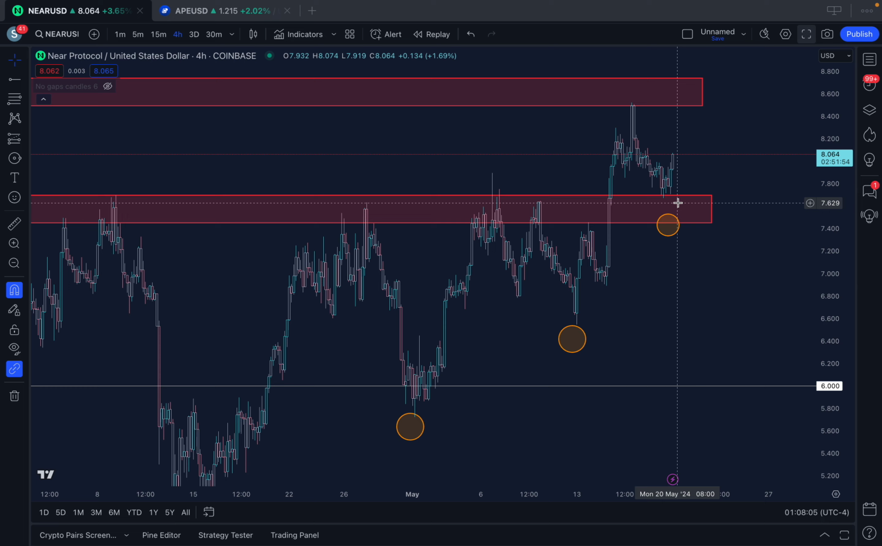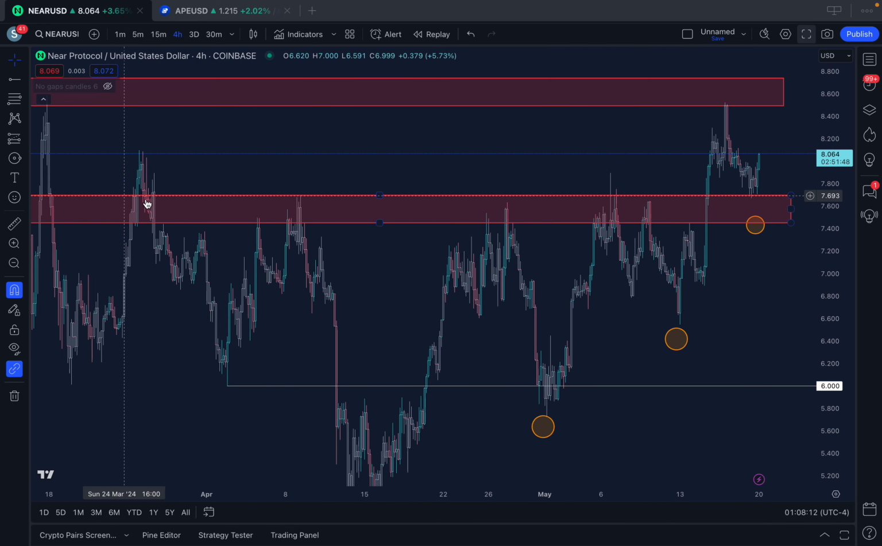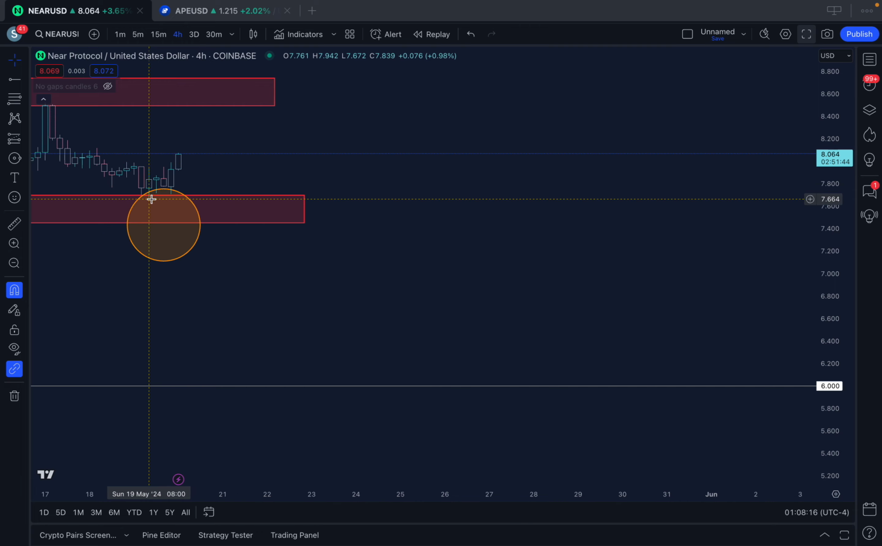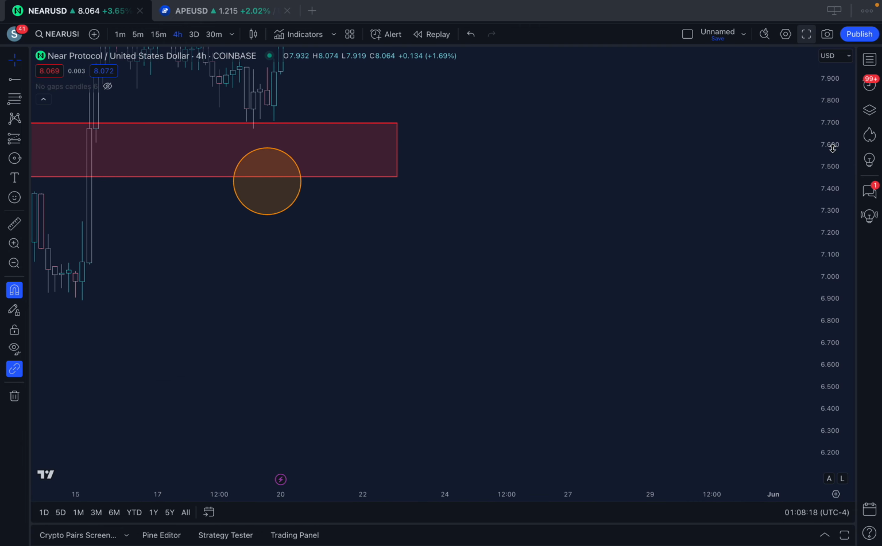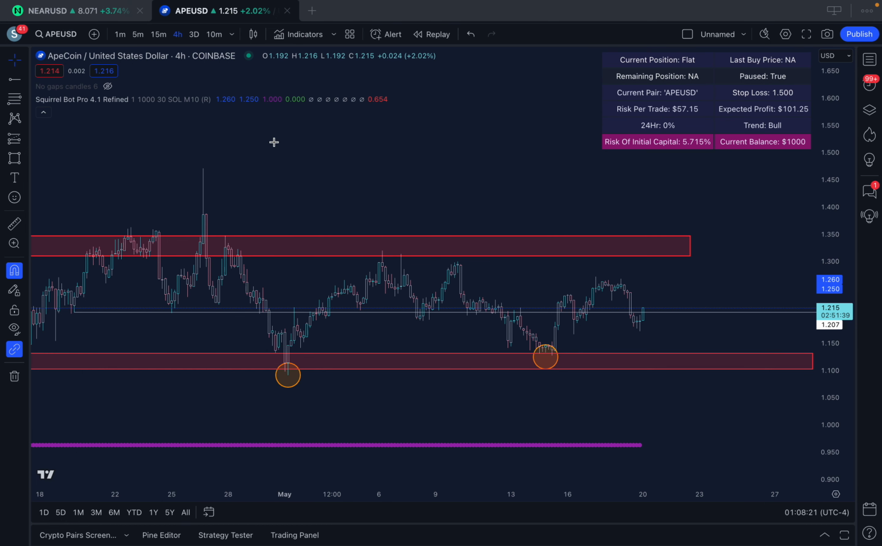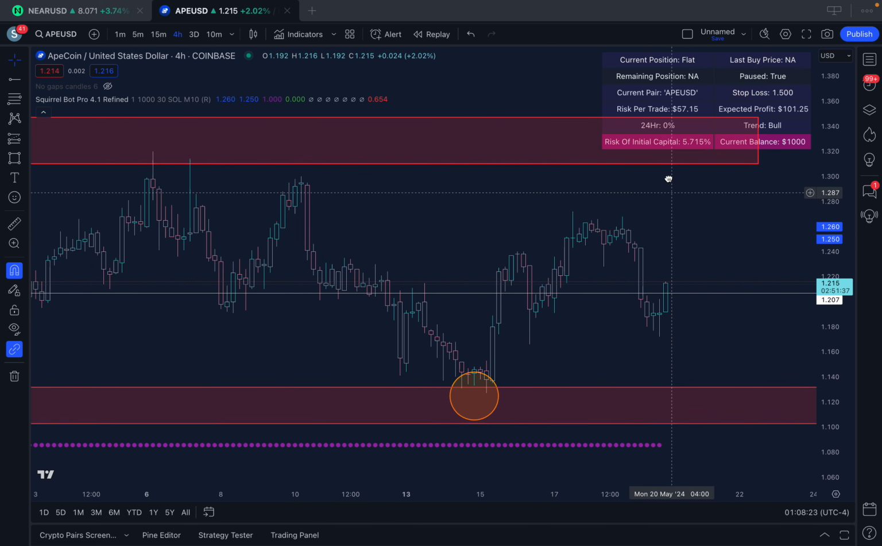We don't even actually touch this. We don't actually touch any of these equal highs almost at all. We really just fill this wick. We barely actually touch this support resistance region. We can pretty much just skim it with a single wick. But let's look at something like APE. Well, this is really not the same thing.